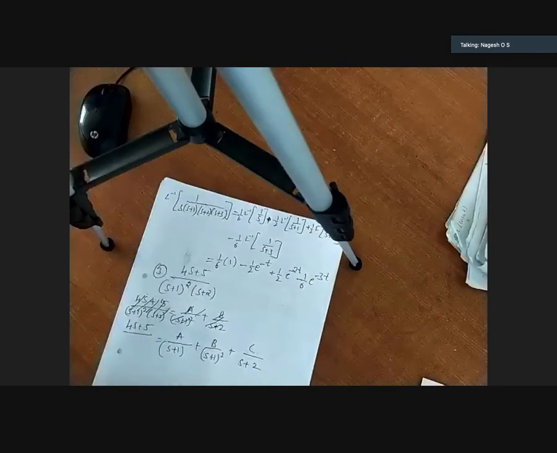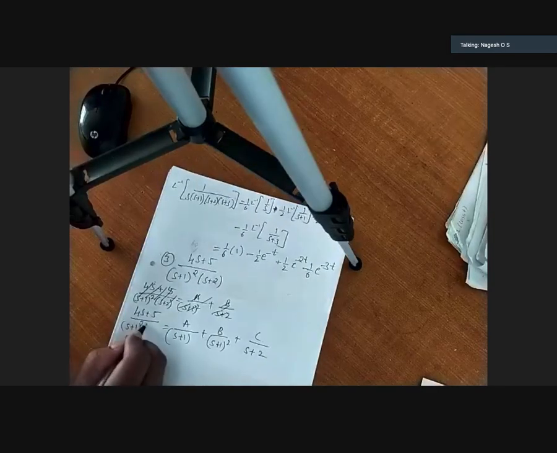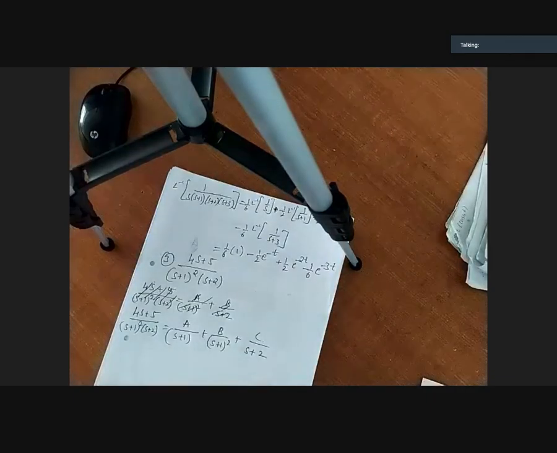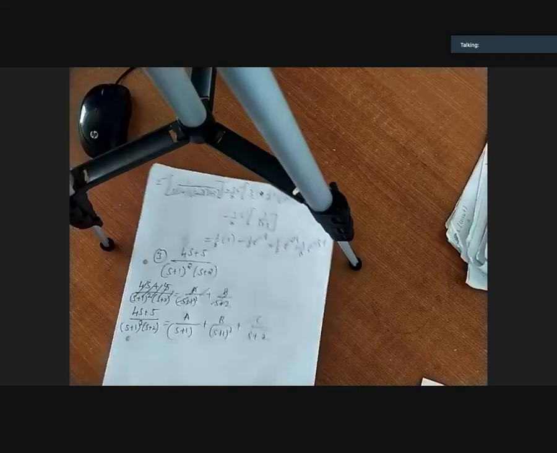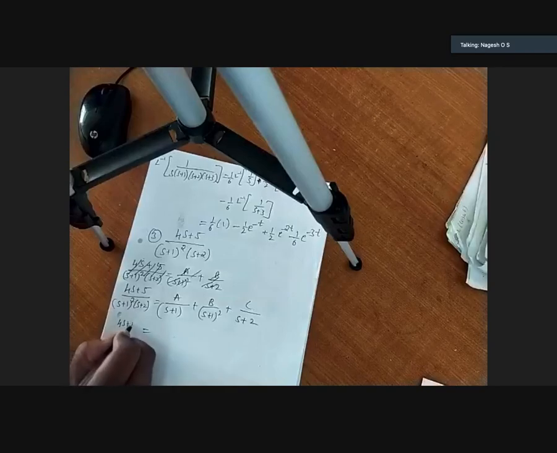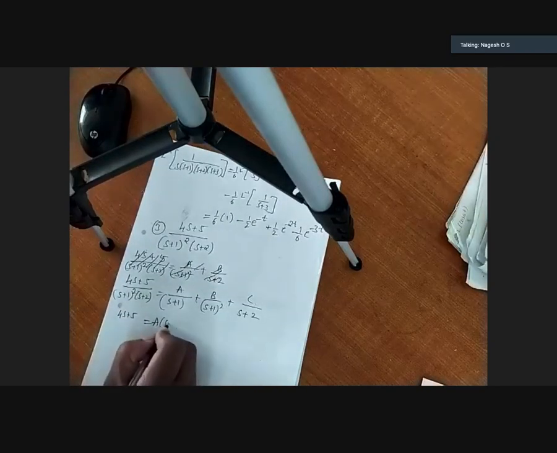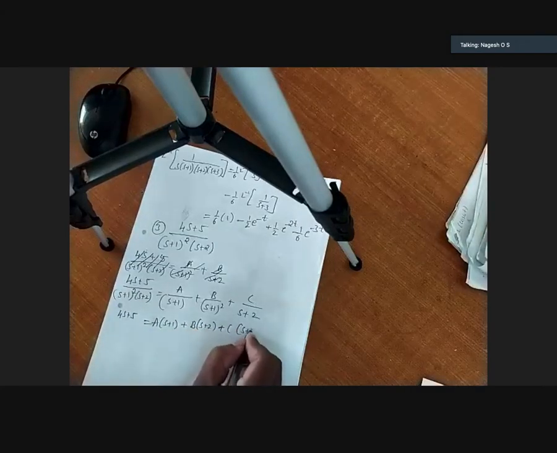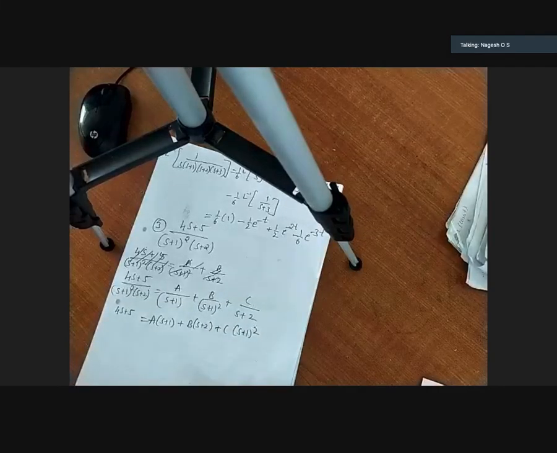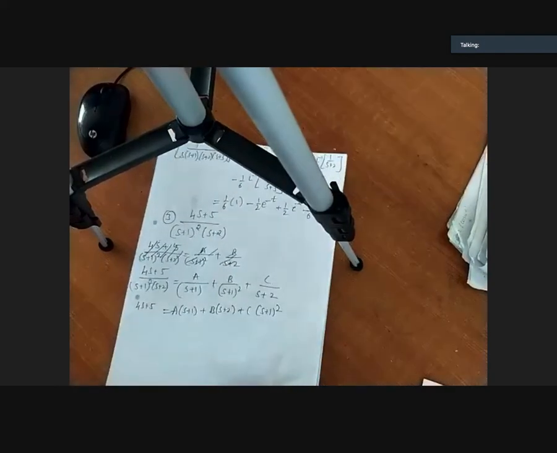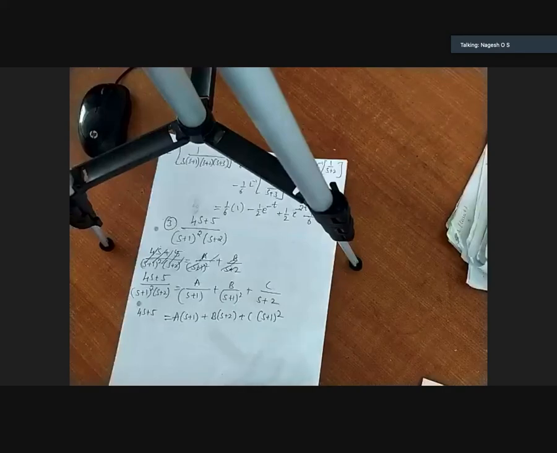4s plus 5 divided by s plus 1 whole square into s plus 2. This is equal to, take the LCM, 4s plus 5, you can directly write a into s plus 1 plus b into s plus 2 plus c into s plus 1 whole square. You need not write and cancel out the denominator. You can write directly.